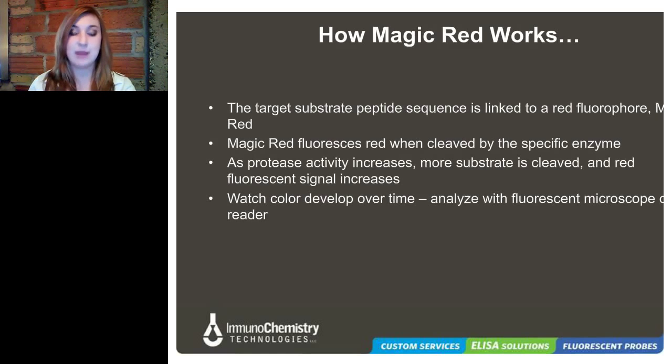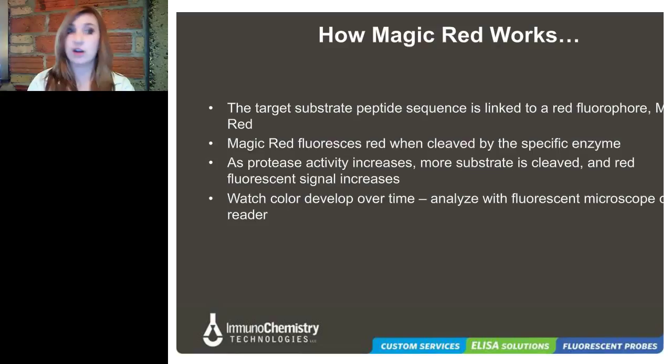If it is cleaved by an active protease, the released Magic Red fluorophore will fluoresce, stay inside the cell, and often will aggregate within lysosomes. The cathepsin enzymes are lysosomal, the caspases are not, and we'll see that in some of the example data as well. As this protease activity progresses and more substrate is cleaved, the red fluorescent signal increases, so you can actually watch this color develop over time.